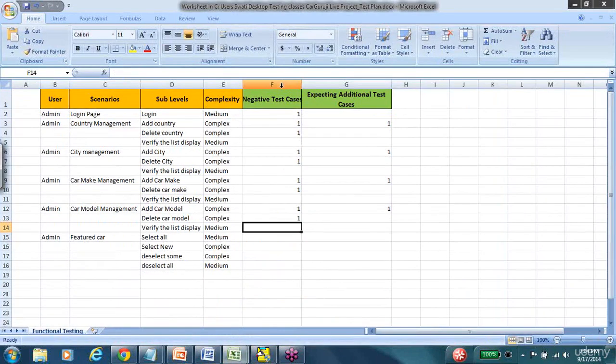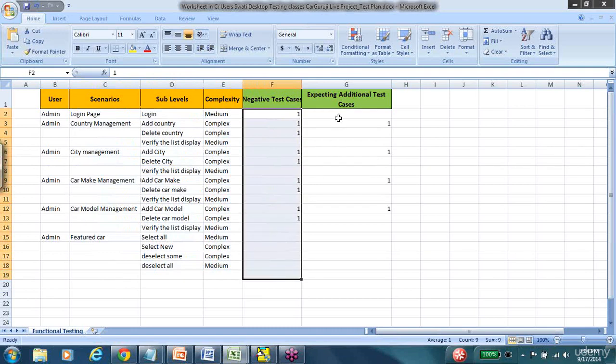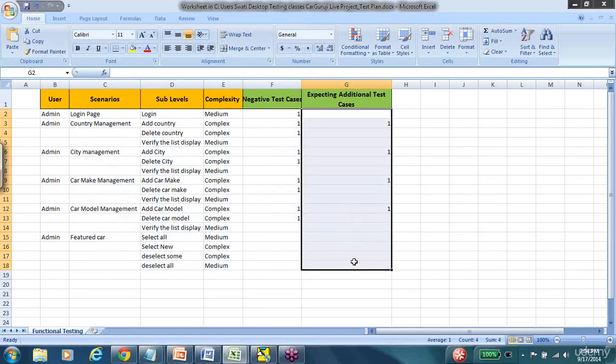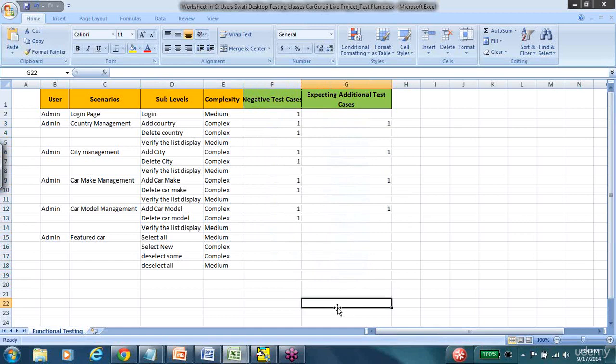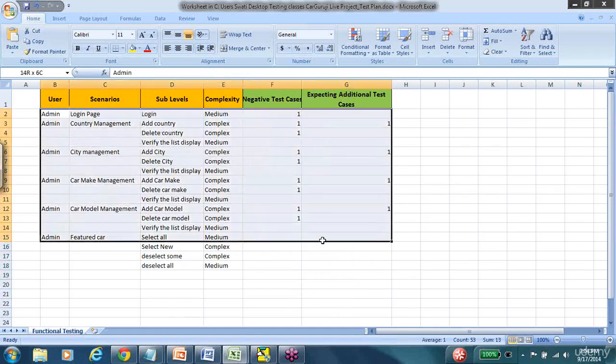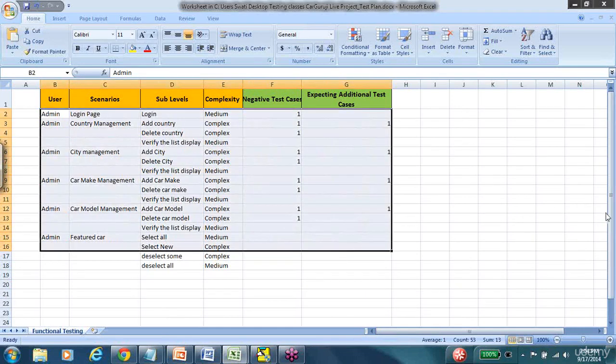So if you see here, this is the scope. Now what I'm listing out here is who are the actors, what are the scenarios that they are performing, what are the sub-levels, what is the complexity of each of these features, how many negative scenarios can I get, if there is any additional. So here I'm adding a buffer of 1 or 2 that I might get, because I might not be very accurate in planning. So I'll just put some additional test cases that I'll come up with. Now if you look here, is this similar to your test scenarios, yes or no?